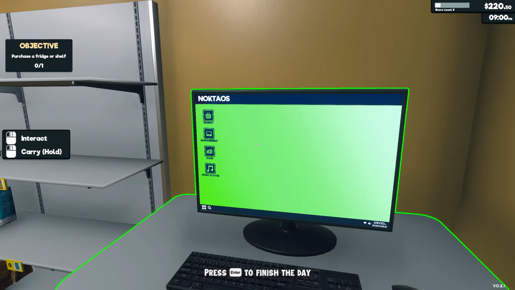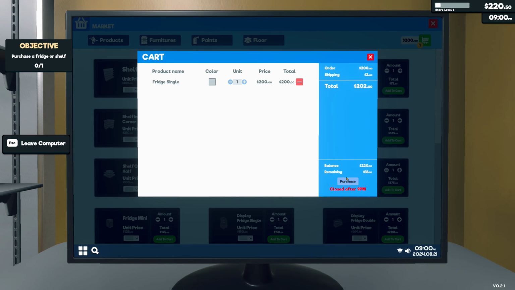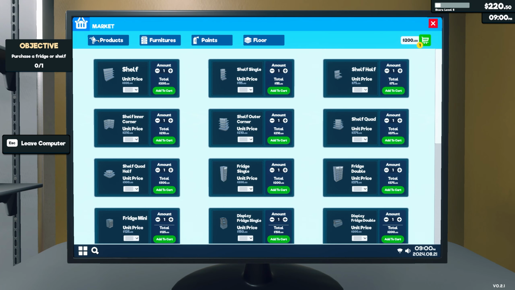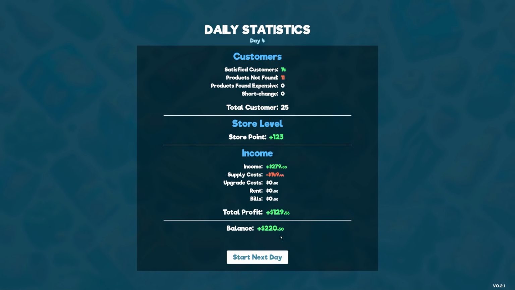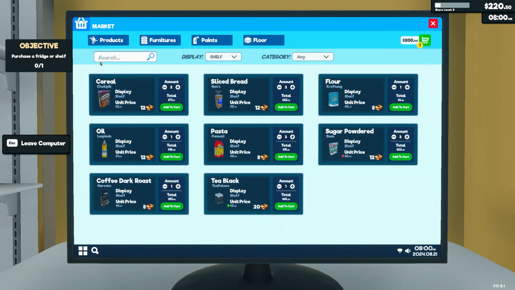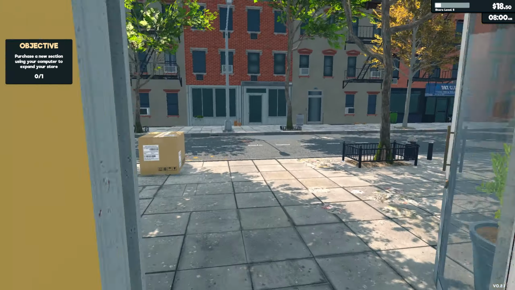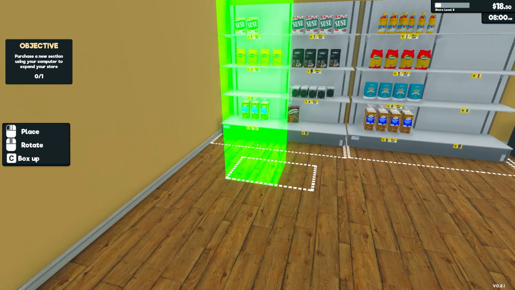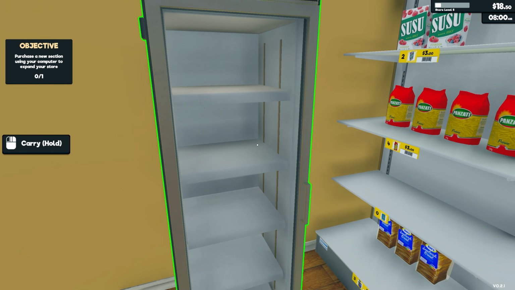Okay, we now have enough to purchase a fridge, and I'm going to do that before we end the day. So, fridge, single unit. Oh, it's closed after 9, so we can't do that right now, but that's what we will do in the morning. So we will buy the fridge now, and we need some cereal. Oh, I don't have enough to buy a fridge and cereal, so we'll just buy the fridge. And we'll put it right there, which is super inconvenient.